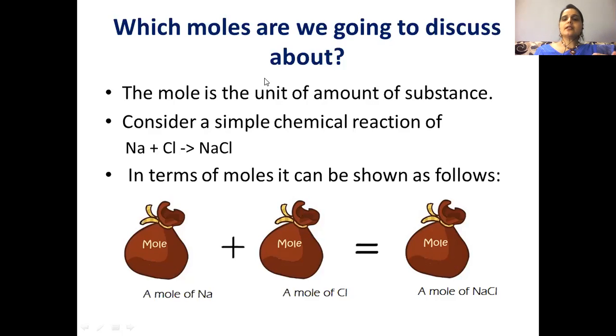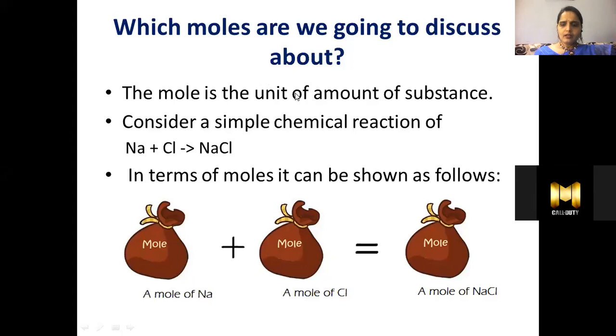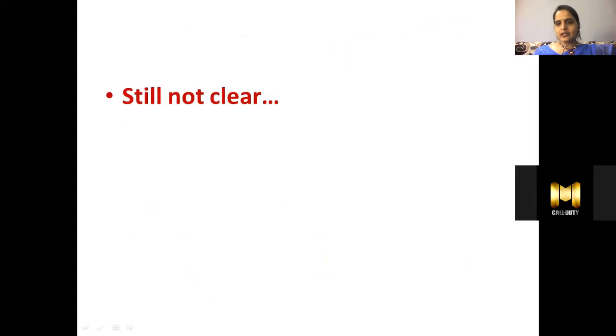Consider a simple chemical reaction of sodium and chlorine, which gives us NaCl. In terms of moles, how does it look? Take 1 mole of sodium and 1 mole of chlorine combined together, and we get 1 mole of NaCl. Okay, the pictures are a little fancy compared to the theory, but still, do you feel that it is giving you any idea? Is it giving you any clarity? Still, it may not be clear, right?